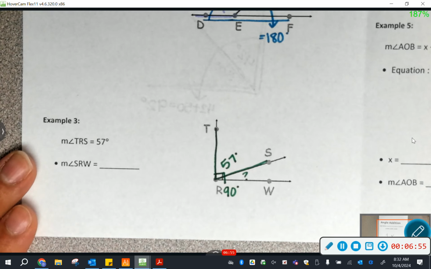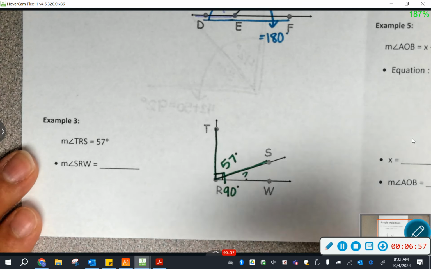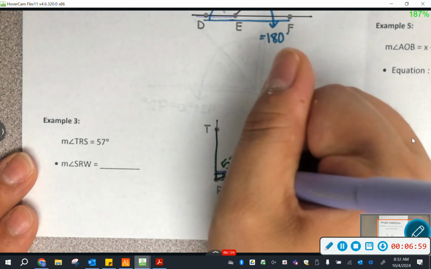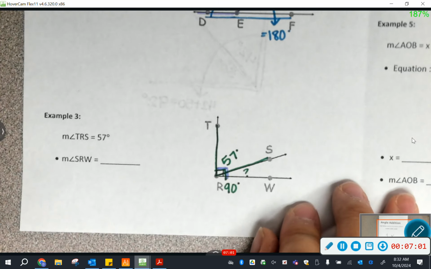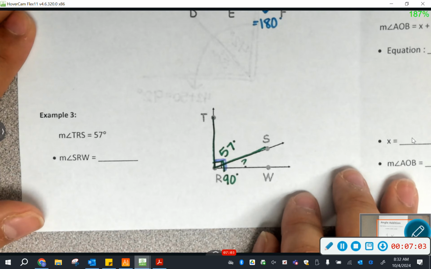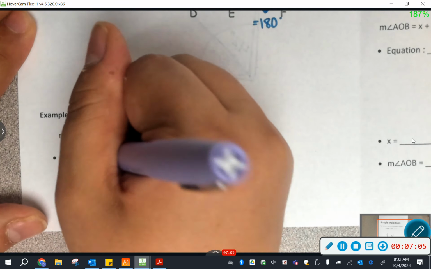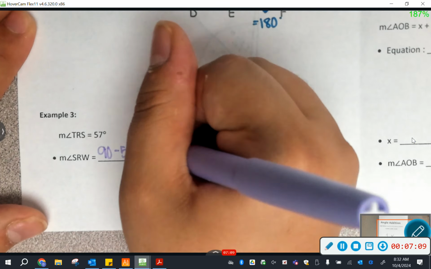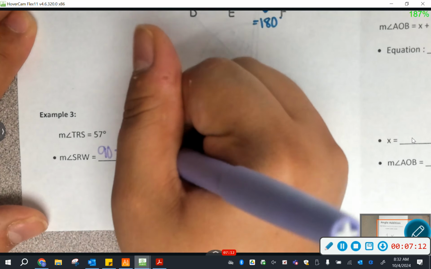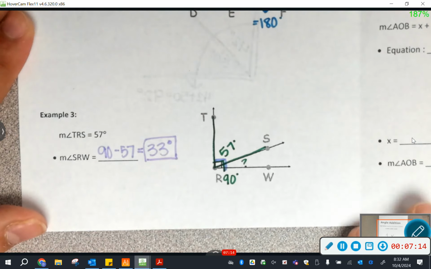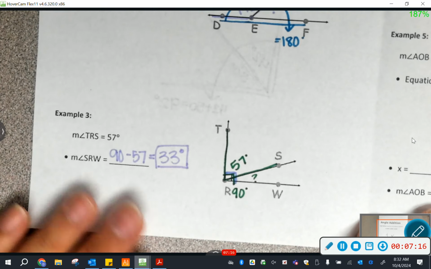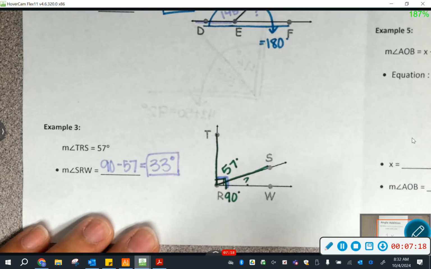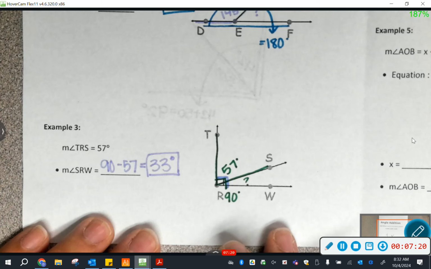What's my whole thing here? The little box right here tells me that the whole thing is 90. So what am I going to do? Subtract them. What is 90 minus 57? 33 degrees. Does this make sense? Are we okay with angle addition? No. What do I need to clarify for you?